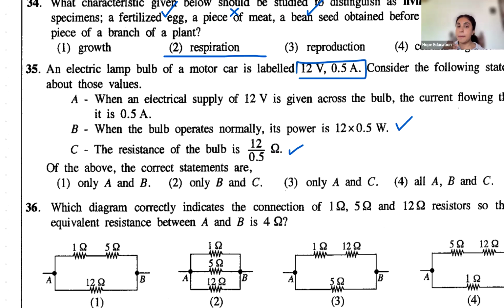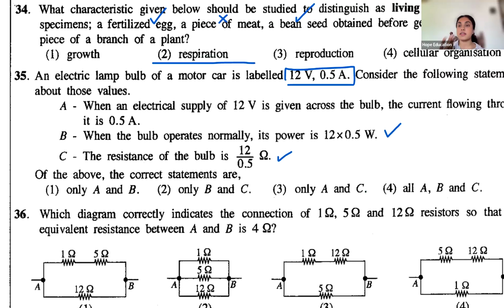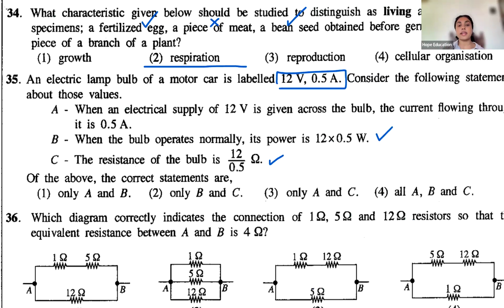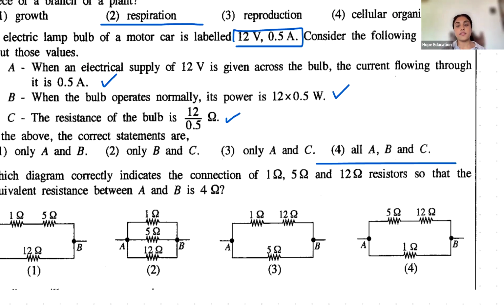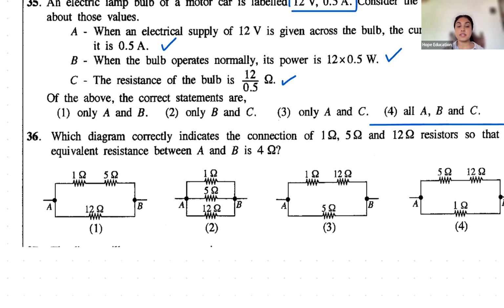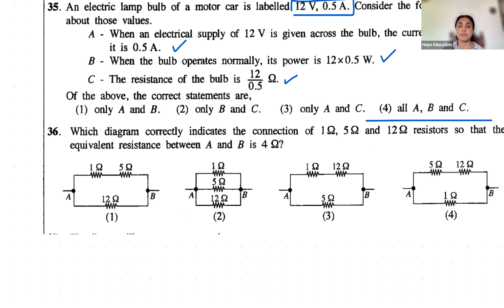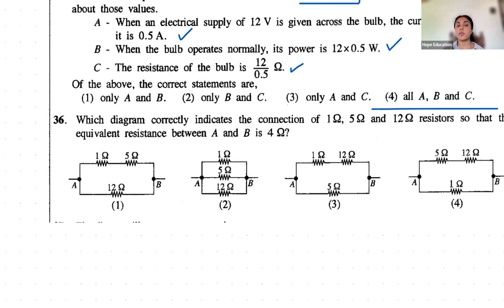When a voltage of 12 volts is given, the current is 0.5 amperes. Next question: a connection of 1, 5, and 12 ohm resistors, so that the equivalent resistance between A and B is 4 ohm.